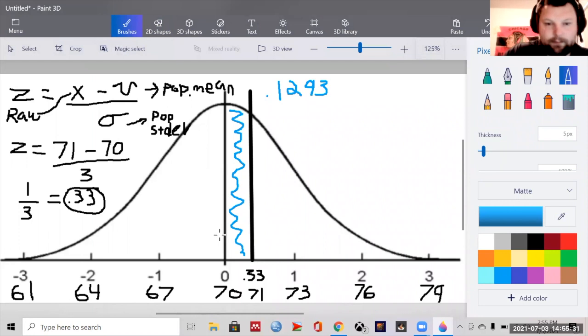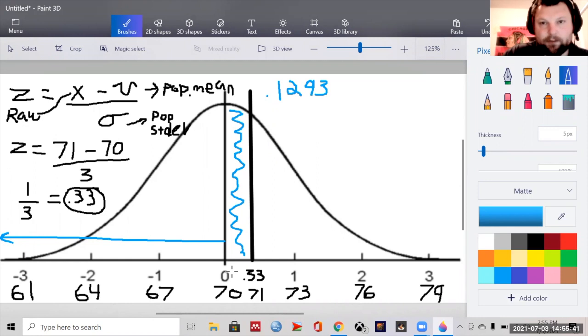in blue. A normal distribution also tells us that 50% of scores lie below the mean. Lie below a z-score of 0. A z-score of 0 is the same thing as the mean of the raw score distribution. 50% of scores lie below a score of 70.